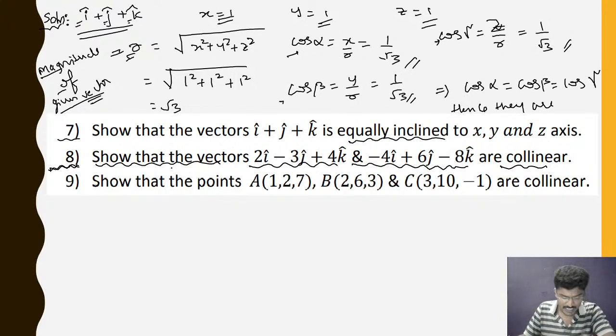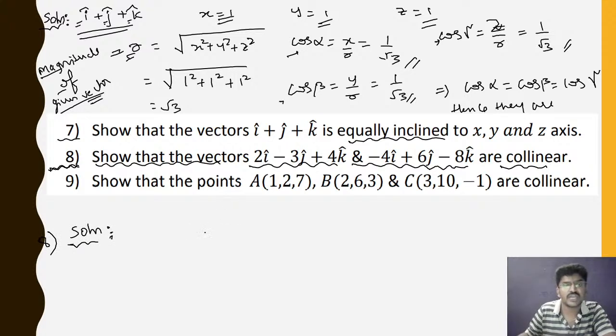So now let us go for problem number 8. Show that the vectors 2 i cap minus 3 j cap plus 4 k cap and minus 4 i cap plus 6 j cap minus 8 k cap are collinear. Okay, the eighth one.